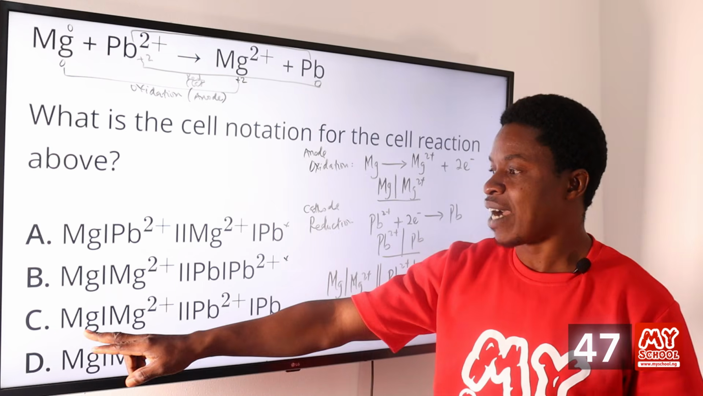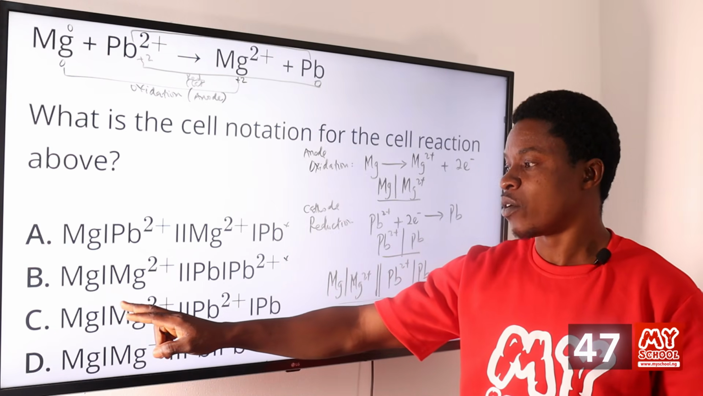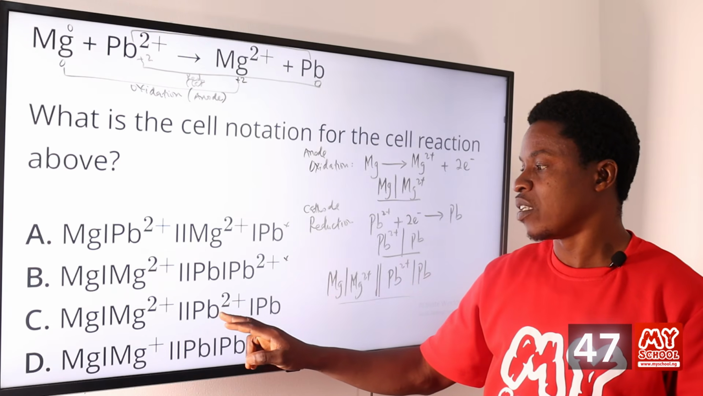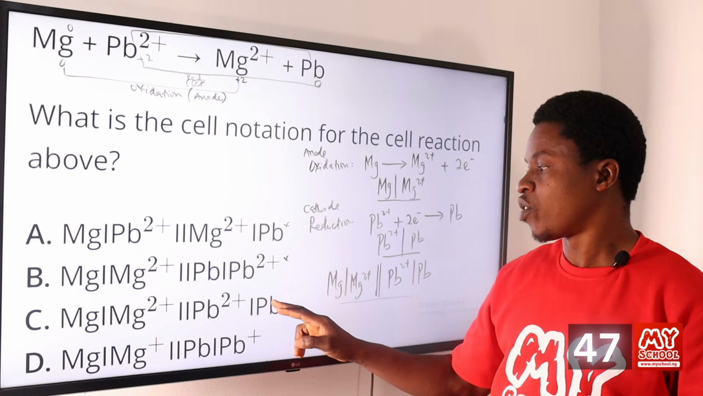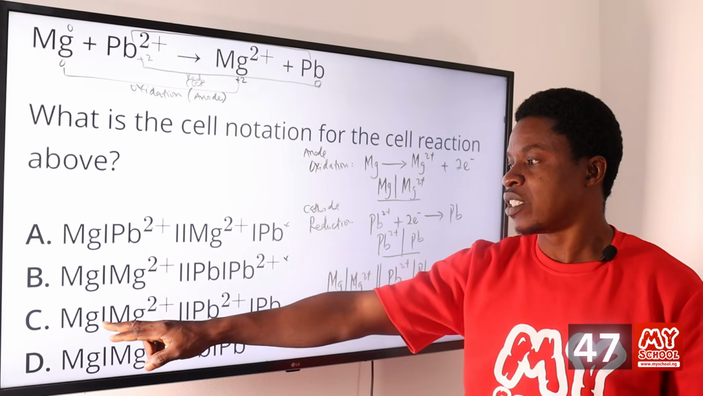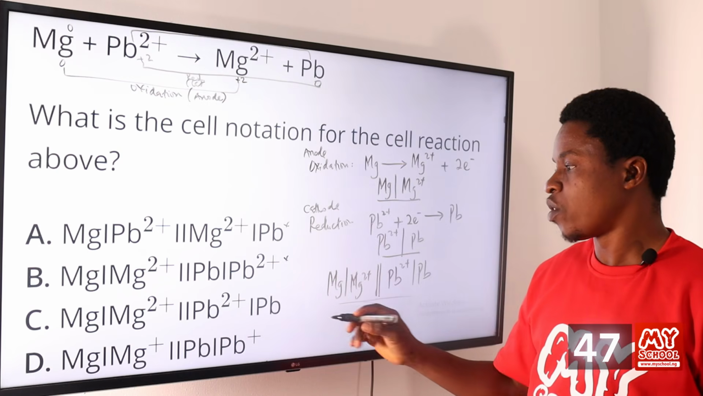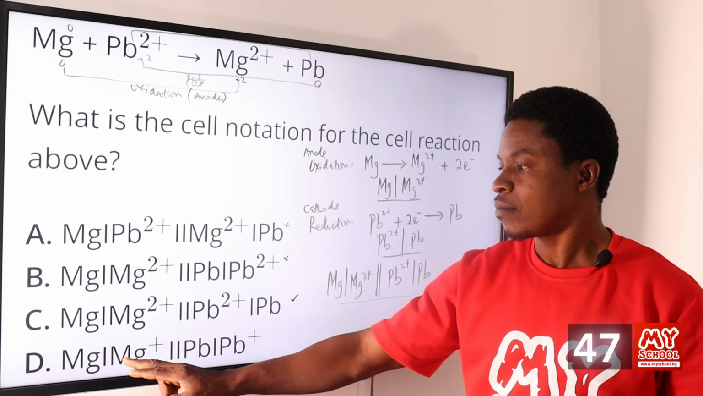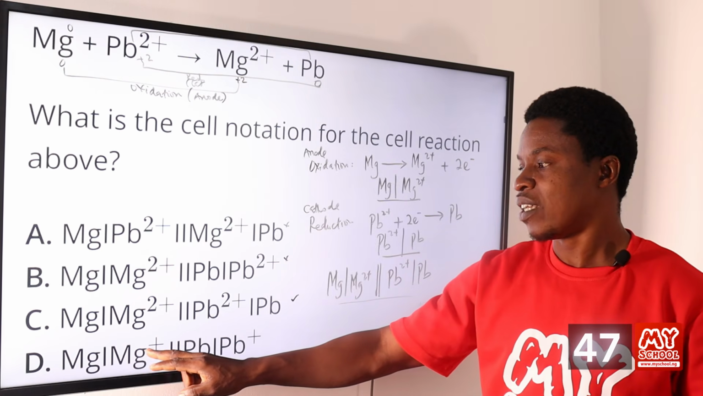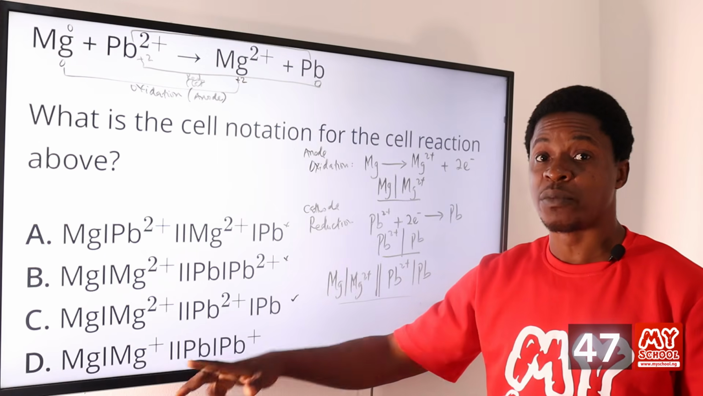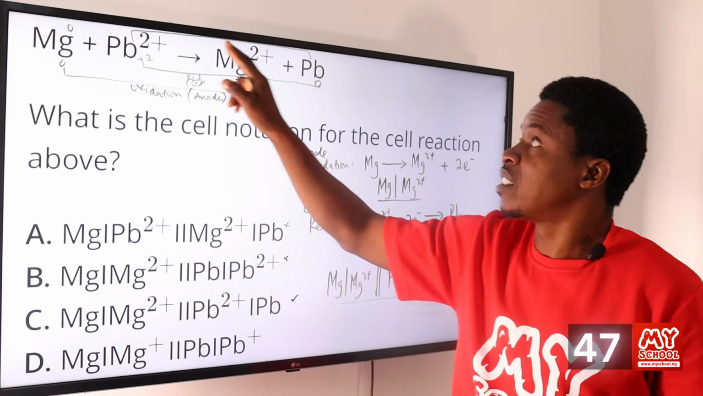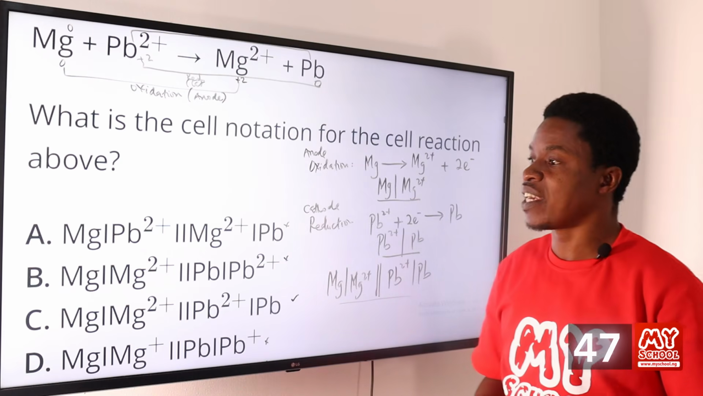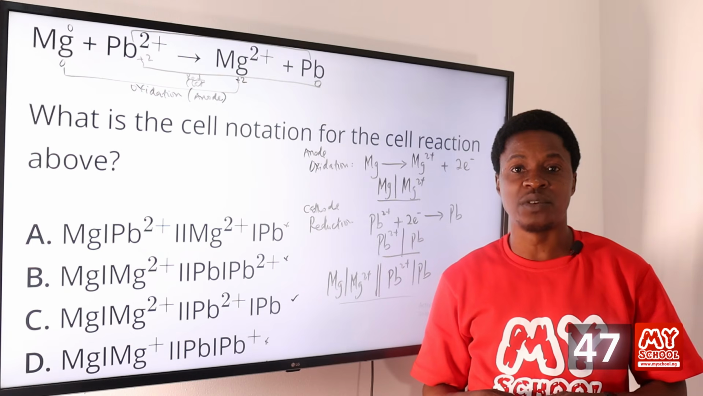Option C says magnesium undergoes oxidation, loses electrons to become Mg2+, and lead 2+, of course, gains electrons to become lead here. So this is correct. And then we have this other one, magnesium loses 1 electron to become this. It's not 1 electron. Magnesium is divalent. From what we have here, this is Mg2+, so it cannot be 1 positive, so this is off. So from what we just have here, the correct answer is option C.